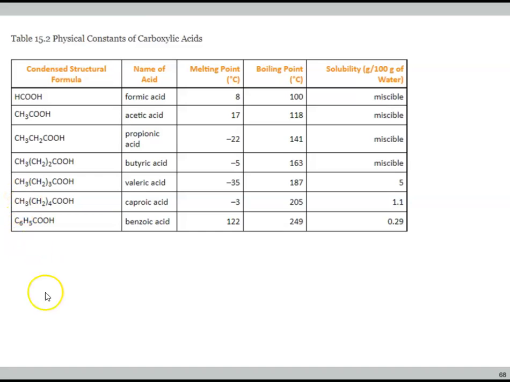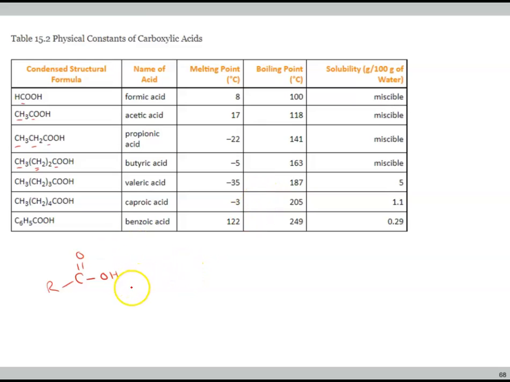Some of the physical properties associated with carboxylic acids: if we have a carbonyl group, and then it's bonded to a chain, this is just the different number of carbons. We have 1, 2, 3, 4, 5, 6. As we get longer and longer, we're obviously going to see that the melting and boiling points increase, so it takes more energy to break those apart.